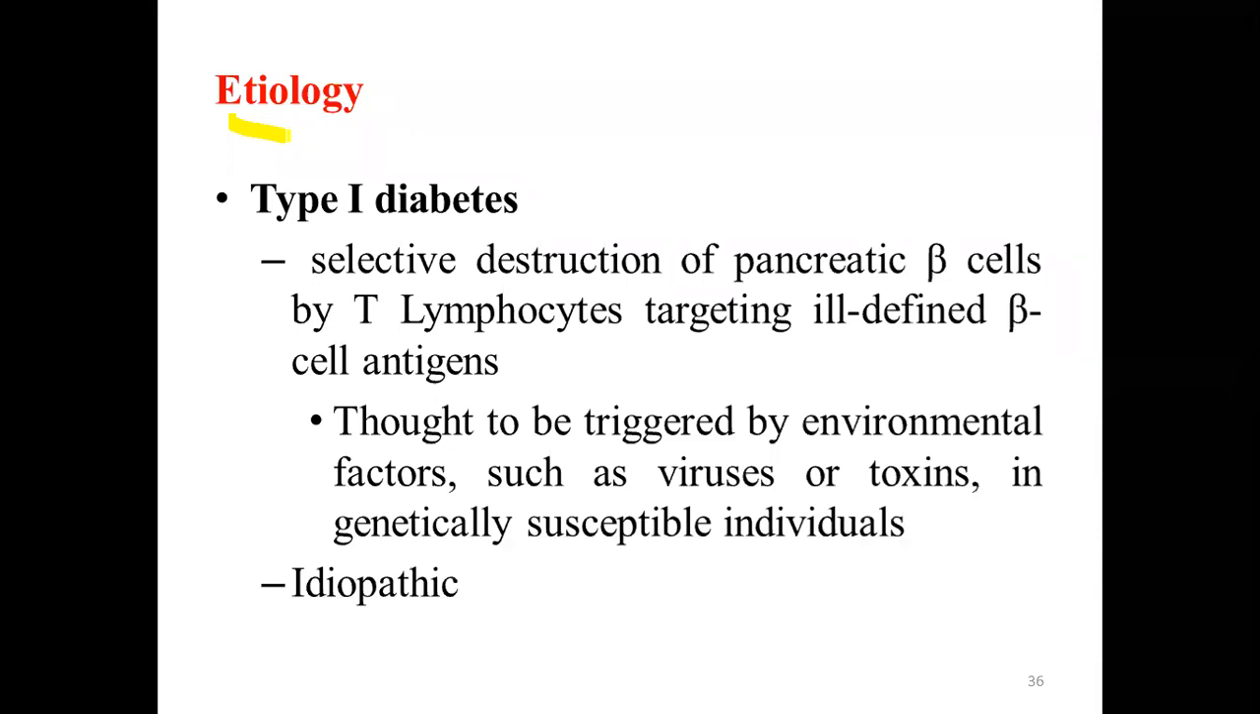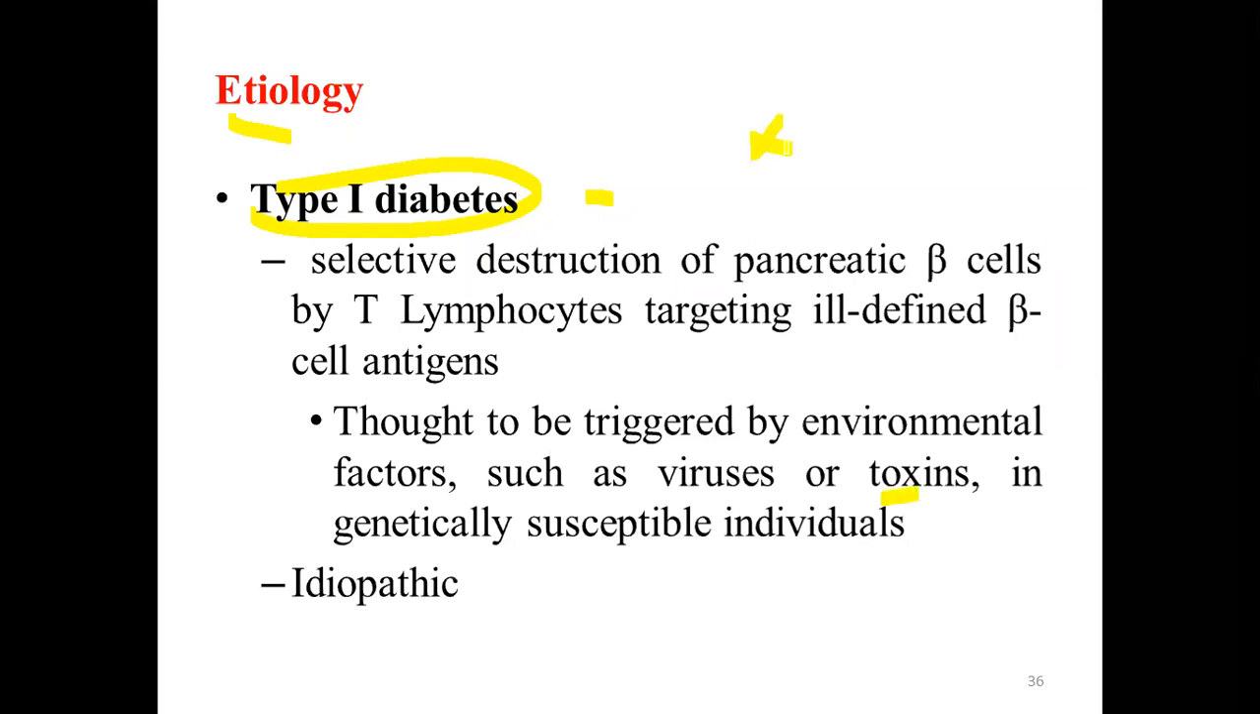In type 1, as we mentioned in the previous class, the major problem in type 1 DM is autoimmune destruction. But this autoimmune destruction can be triggered by environmental factors such as viruses and toxins, in genetically susceptible individuals. So viral infection and some kinds of toxin can actually even cause destruction. I think I mentioned a toxin.